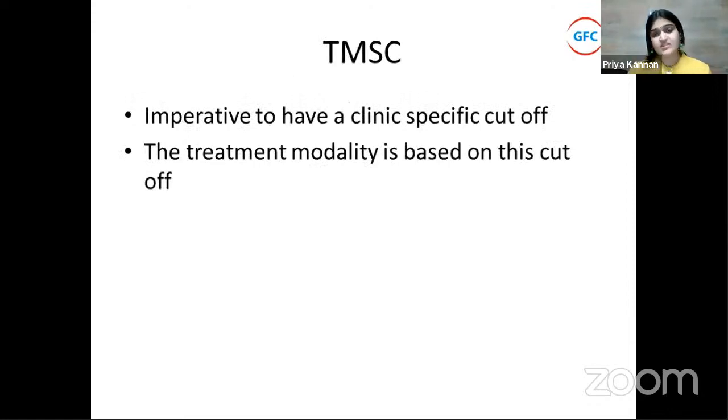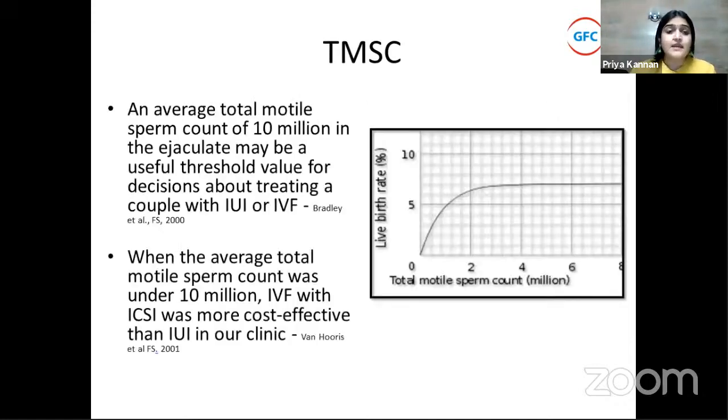And I would suggest that you can have your own cutoff. There is a cutoff which is available from all publications, but then you could also derive your own cutoff based on the pregnancy rate that you achieve in your clinic. There has been lots of publication about total motile sperm count ever since 2000 and 2004. I'm just showing you certain very important publications here.